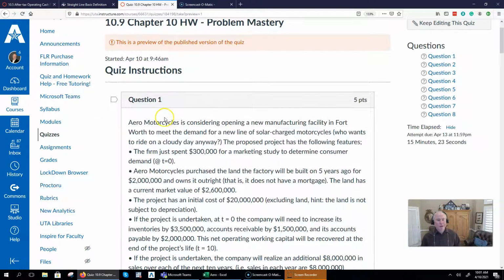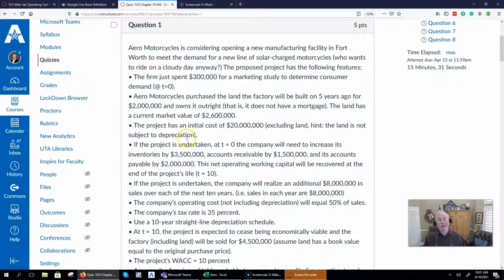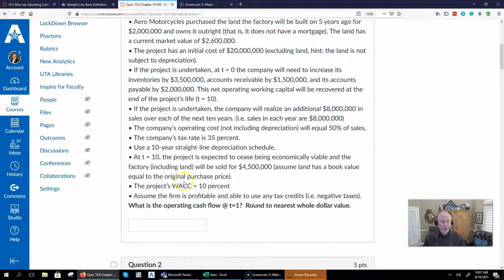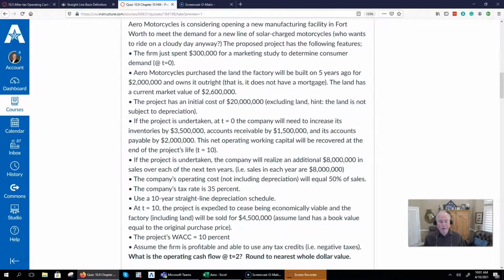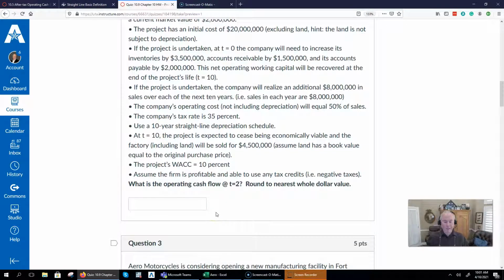In Chapter 10 we had this big problem with Aero Motorcycles. There are, I think, 5 questions on that, and it's a pretty complex capital budgeting problem. In the first question we're asked to calculate the operating cash flow at time 1. In the second question we are asked to calculate the operating cash flow for period 2.